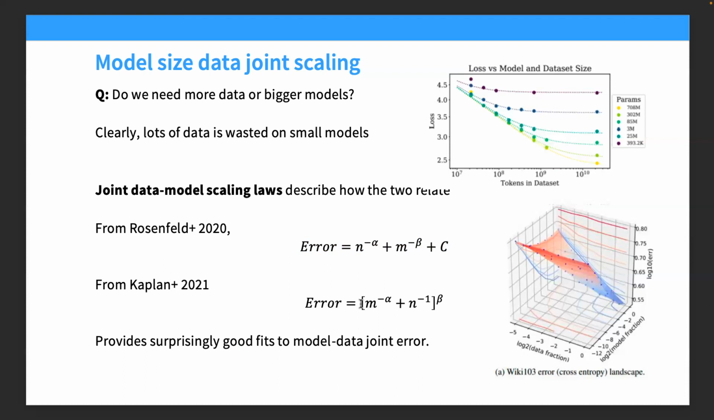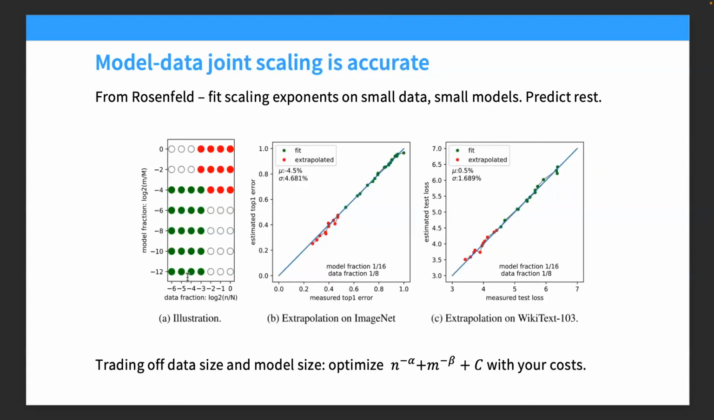And of course, people also propose different empirical formulas to fit these data points. How do people test this out? Each dot here uses a fraction of the model parameters and a fraction of the data size. This is the smallest data set with the smallest model. Along this line, you gradually increase your data size until the full data set you have. And along the Y axis, you gradually increase the model size.